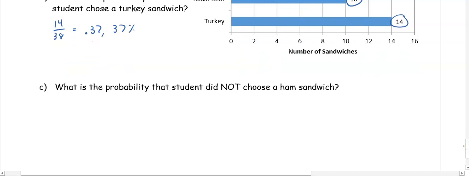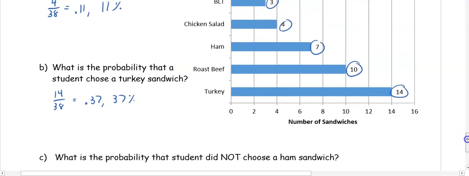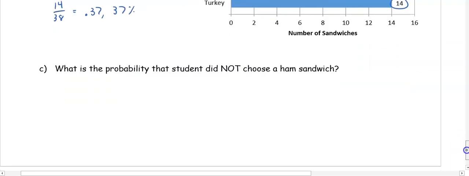What's probability that they did not choose a ham sandwich? So 7 of them picked a ham sandwich, which means 31 did not, because we have 38 minus 7 is 31. So we have 31 out of 38, which is 0.82, so 82%.